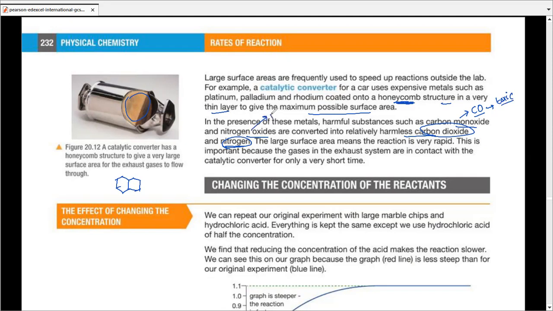Nitrogen oxides, which are NO, NO2 is also a nitrogen oxide, and they're not good for humans either because they are causing global warming and rapid temperature changes around the planet, all those problems of pollution and environment. So the larger surface area means the reaction is very rapid. This is important so that we can convert the harmful substances into the less harmful ones. Because the gases in the exhaust system are in contact with the catalytic converter for a very short time, so we need the reaction to be extremely rapid and we need to get rid of these harmful substances.